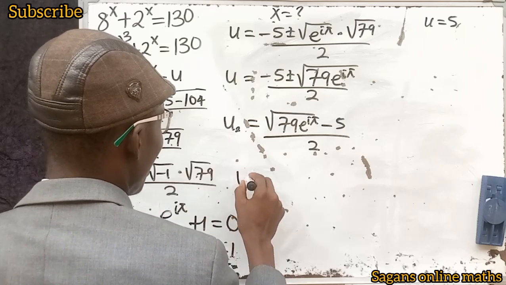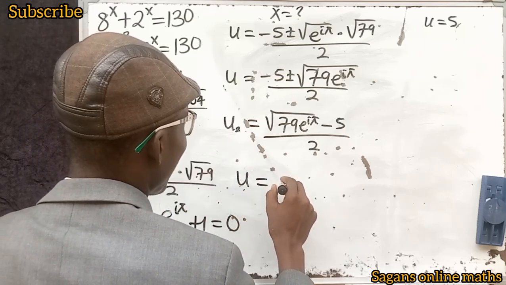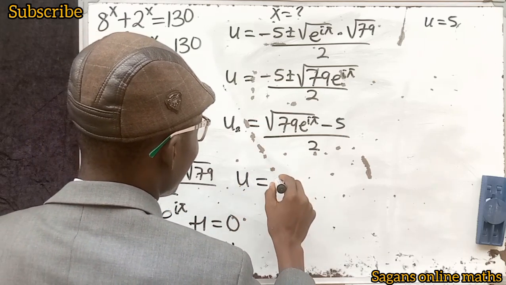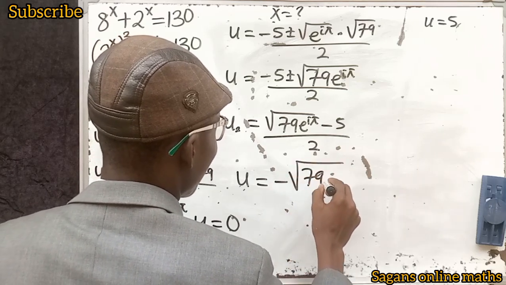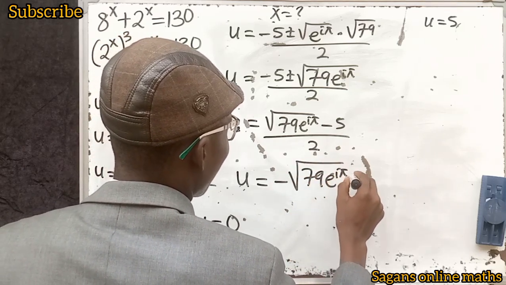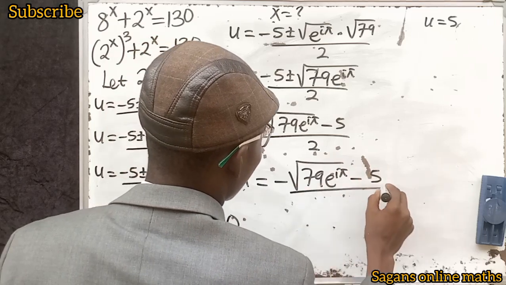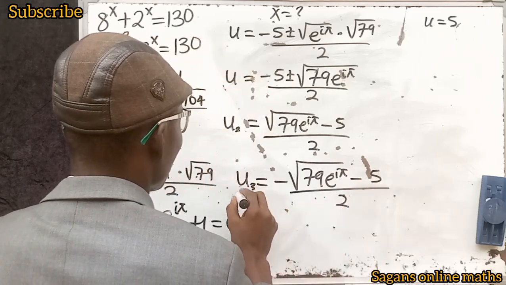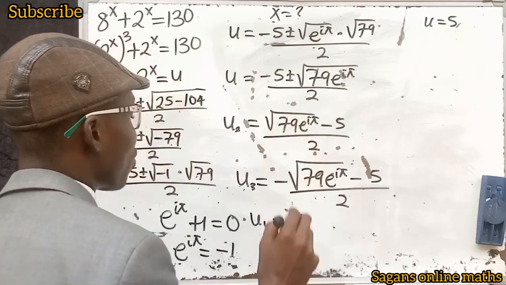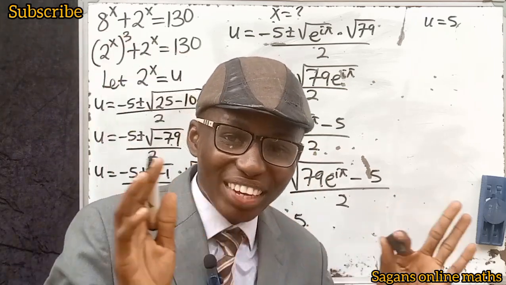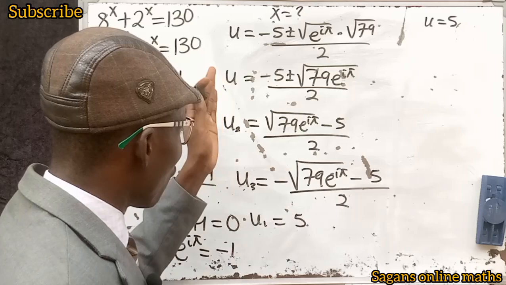Then u is equal to minus root 79 multiplied by e to the power i pi minus 5 divided by 2. This is another solution. So that means the first solution of u is equal to 5. Amazing. Now these are the values of u.